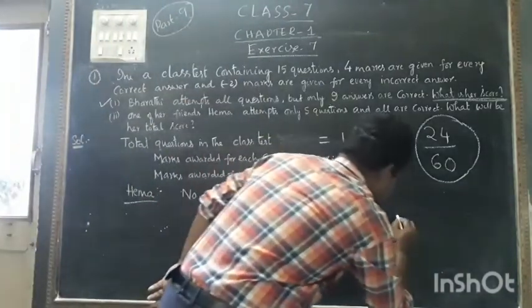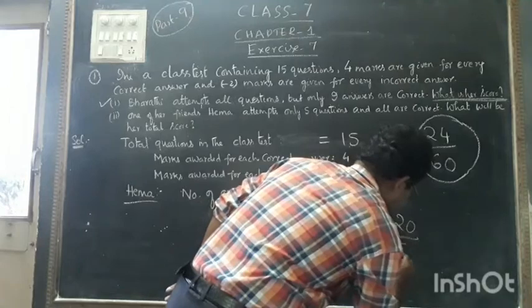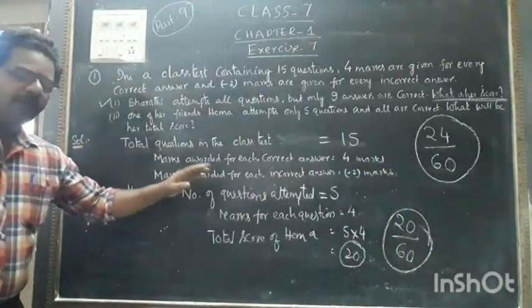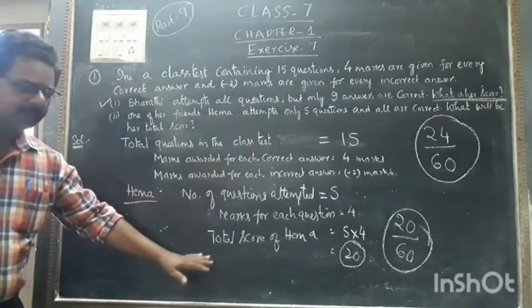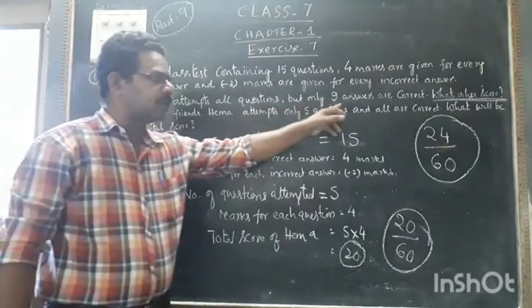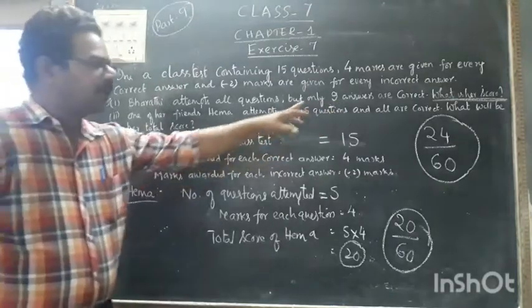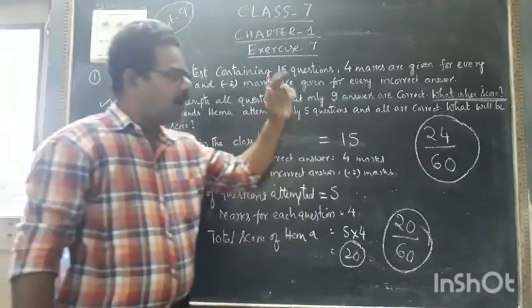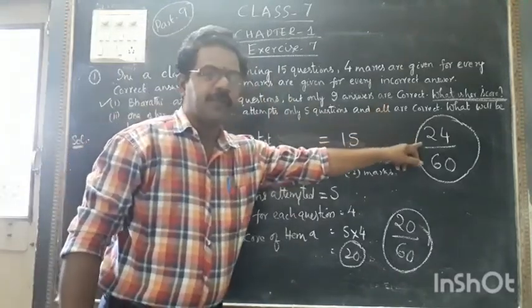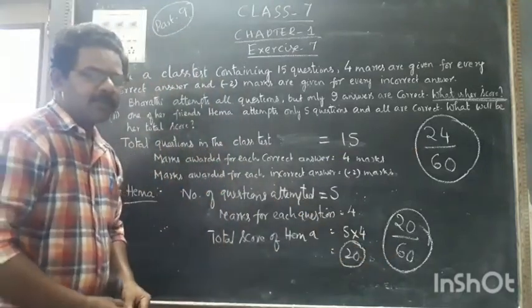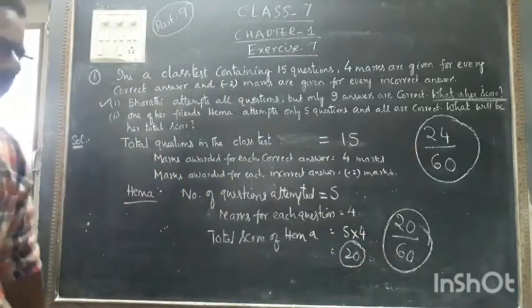Now here she got 20 marks out of 60 marks. She attempted only 5 questions, and those are also correct. That's why she got 20 marks. But Bharati attempted all questions, she got only 9 correct answers, and the remaining are minus. That's why out of 36, she got only 24. Here this girl got 20 marks. Okay? Understand? Please note down.